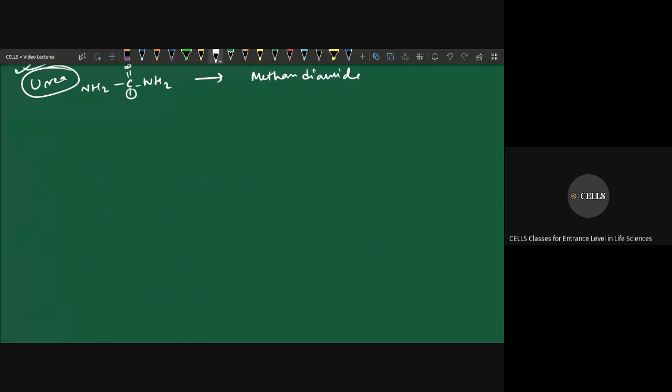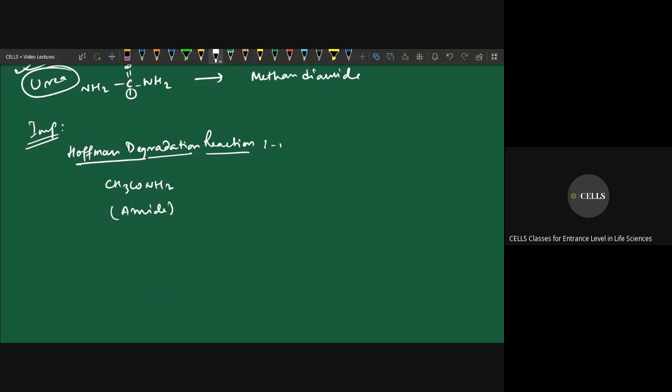Now, what are the important things we need to remember? First of all, there is a particular reaction known as Hofmann degradation reaction. I think you have studied this kind of reaction at your +2 level. This was a very important reaction. Suppose we have CH3CONH2. This is nothing but an amide. Degradation reaction means this will be a step down reaction, so there will be a one carbon less product.